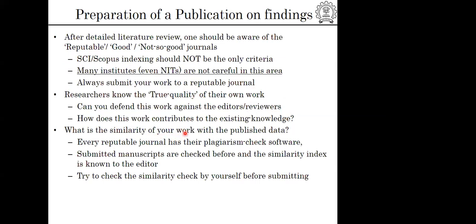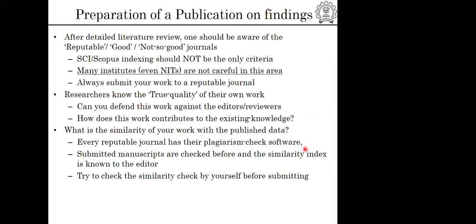So once you start writing a manuscript, you have to make sure that your manuscript is free from any kind of plagiarism. This is very, very important again.